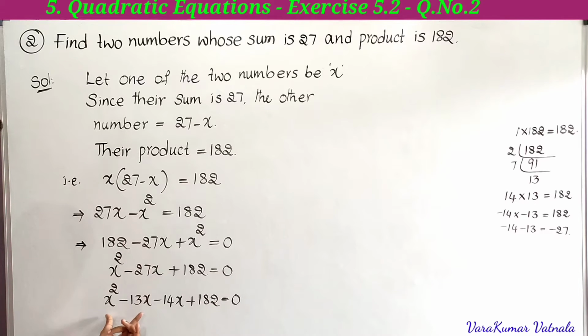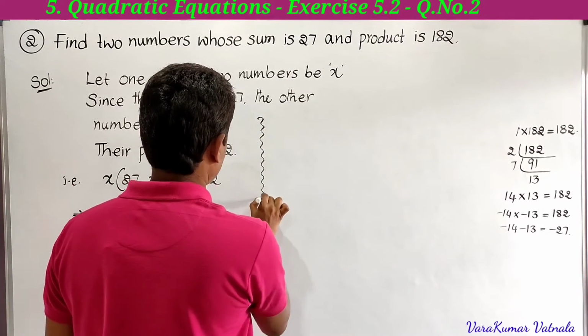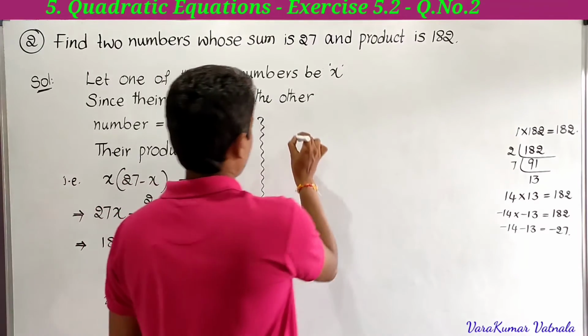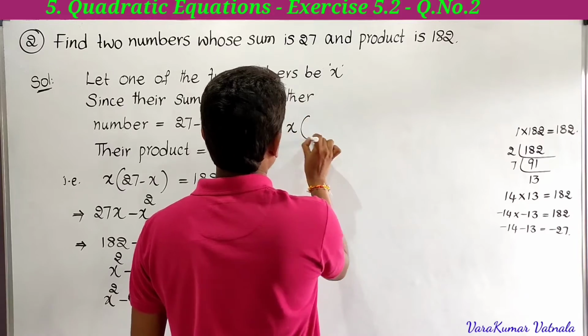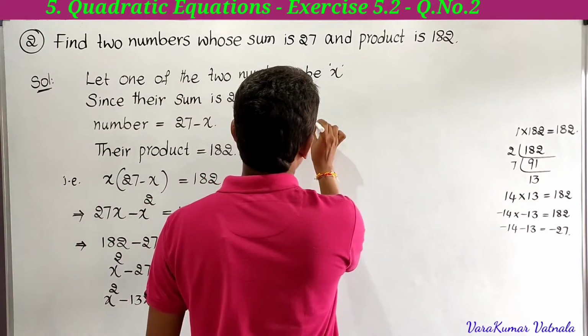Now what is common in the first two terms? In the first two terms x is common, so write x common. So what will be left? x minus 13.